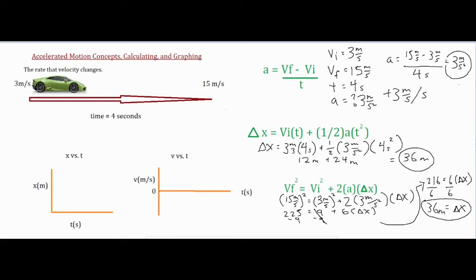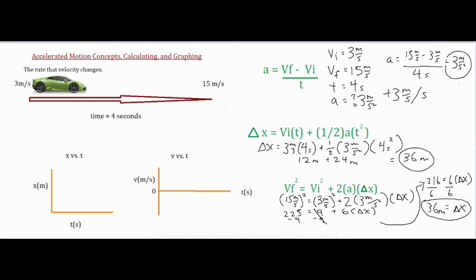All right, so I completed solving for delta x using the second and third formula. Like I said, the second one worked out pretty nicely because I didn't have to do any algebra. I was just plugging in numbers into my calculator and I got 36 meters. So all that tells us is that the car moves forward 36 meters as it accelerates from 3 to 15 meters per second in that 4 seconds.